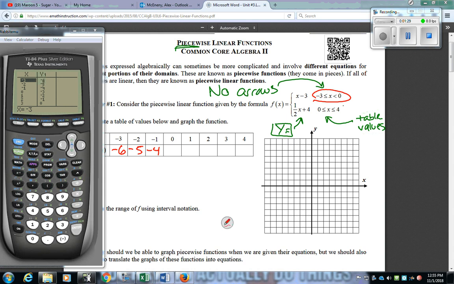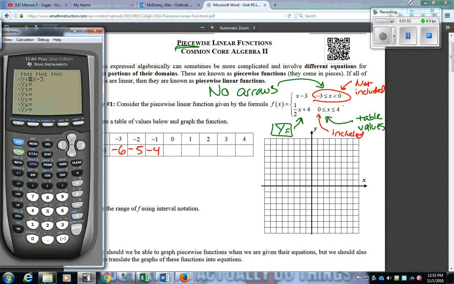Now 0, because there's no equal, this 0 is not included in my table. The 0 that's going to be included is the one in the second function. So if you don't have that equals, that number is not going to be part of it. And I'll show you how to show that in the graph in a minute.